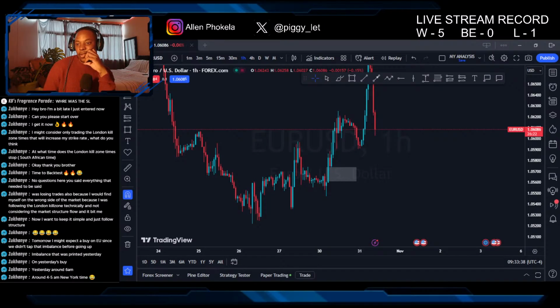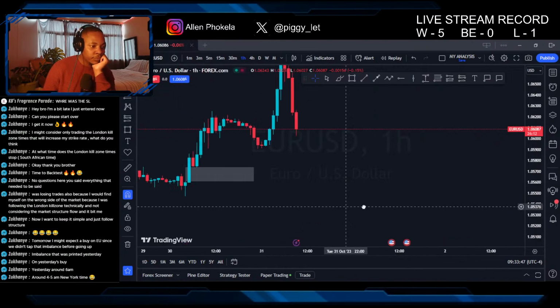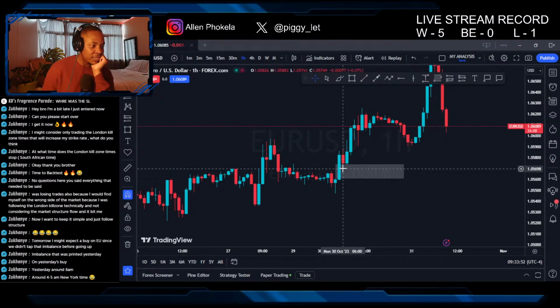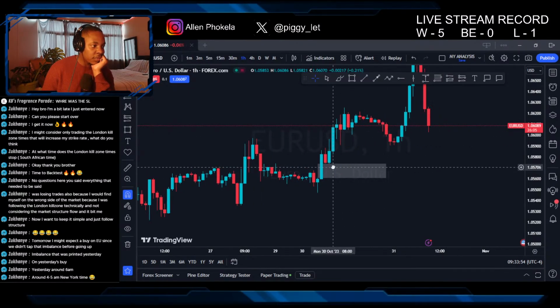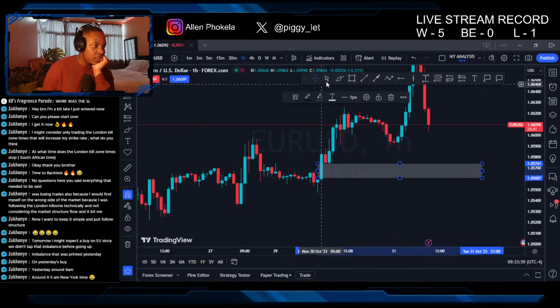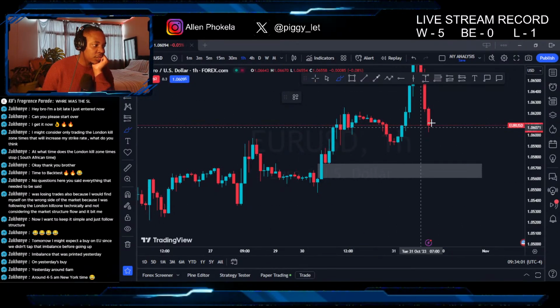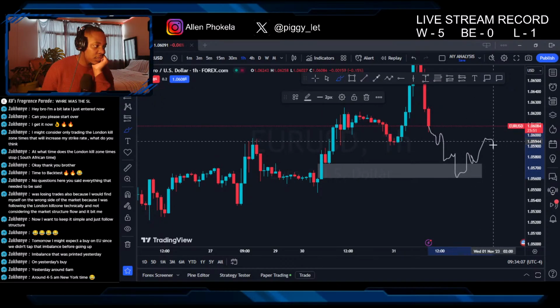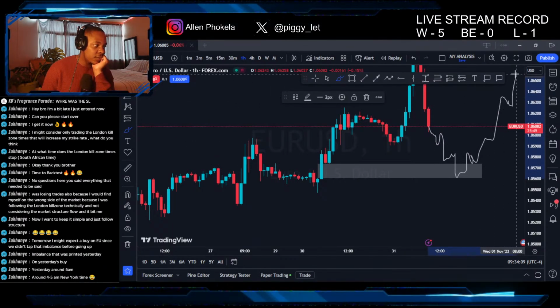Because you said you might expect a buy on EU since we didn't tap into that imbalance before going up. So you're saying since price didn't fully tap into the imbalance, you're expecting it to come here and then give us higher prices from there.